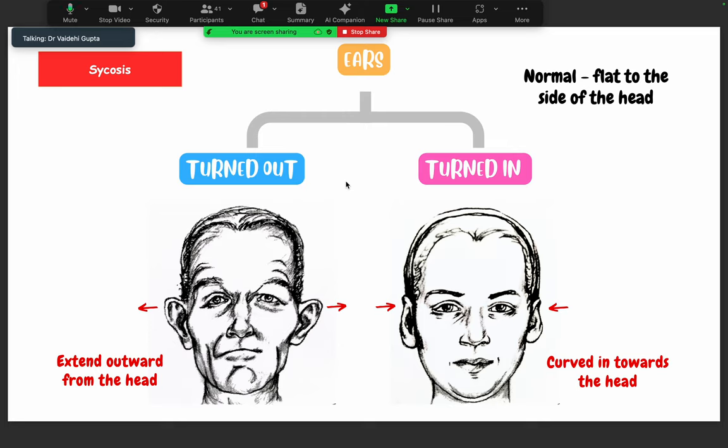Normally the ears are flat on both sides of the head, but in turned out it appears like a wing. It is quite prominent. In turned in, it is quite inside. The upper portion sticks to the head, as if glued. Both these features, turned out and turned in, are in Sycosis.